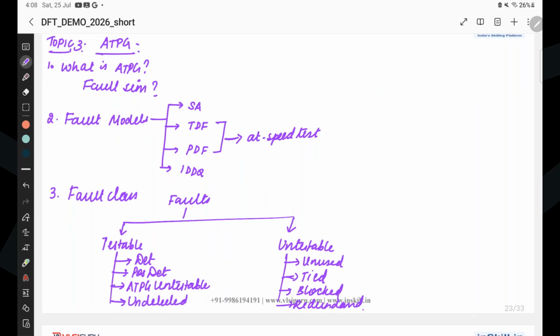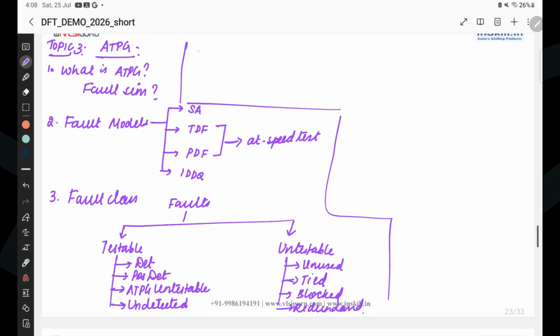So faults are broadly classified into testable and untestable. Under untestable, we have unused, tied, blocked, and redundant. Under testable, we have detected, possibly detected, ATPG untestable, and undetected. And then we will also be understanding fault dominance, fault equivalence, and fault collapse.